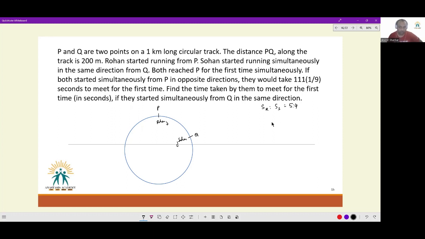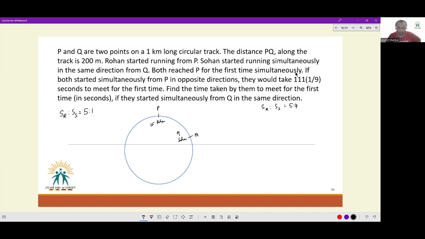But this is not all. The problem is, it could very well be that both of them are running in inverse direction like this. So in the time that Rohan has run 500 meters, Sohan has run 200 meters. Okay. So speed of Rohan is to speed of Sohan is equal to 5:1. This is one possibility. Speed of Rohan is to speed of Sohan is 5:4, and speed of Rohan is to speed of Sohan is 5:1.